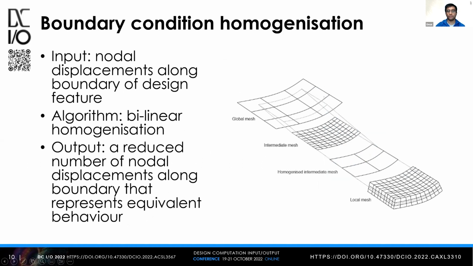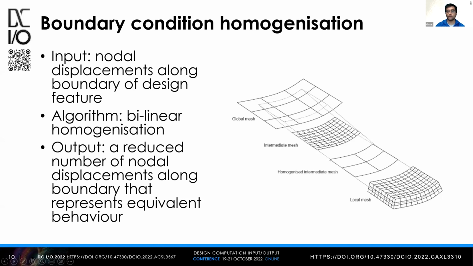To do this, we first generate an intermediate mesh to capture the behavior of the local mesh along the boundary of the local design feature. This has a higher mesh density than the global mesh, and this allows us to pick up the detailed displacement variations along the boundary.